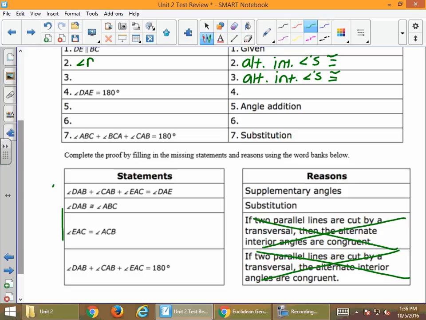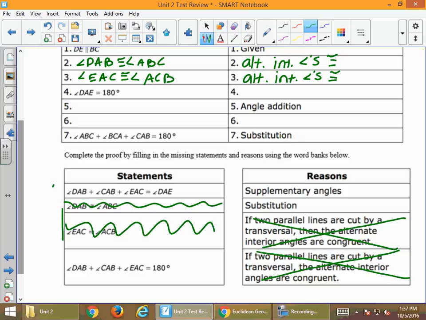You said to say angle DAB is congruent to angle ABC, and it doesn't matter. You could have written that in 2 and this one in 3. Does not matter. So, use it, scratch it out, we're not going to use it again.